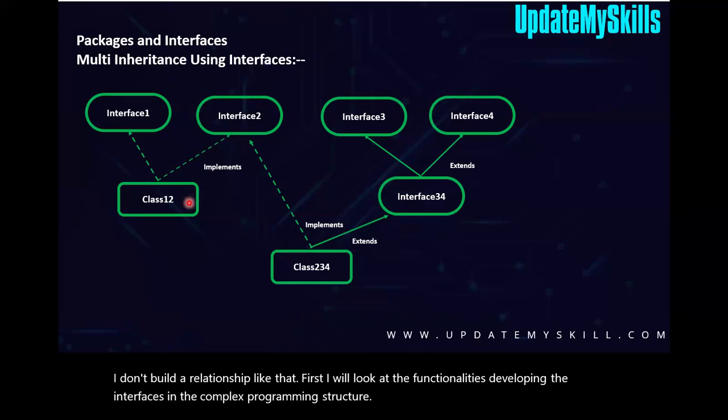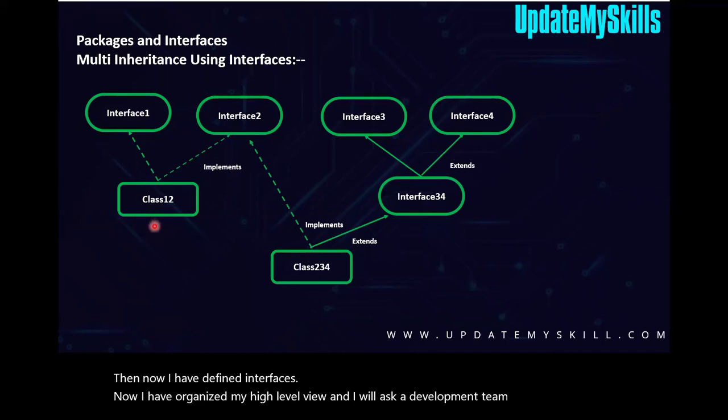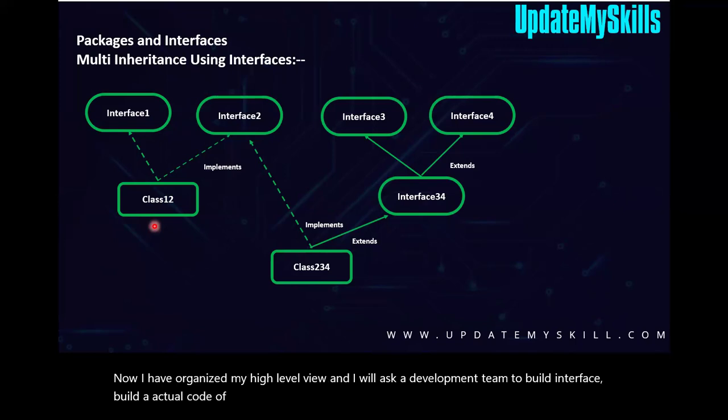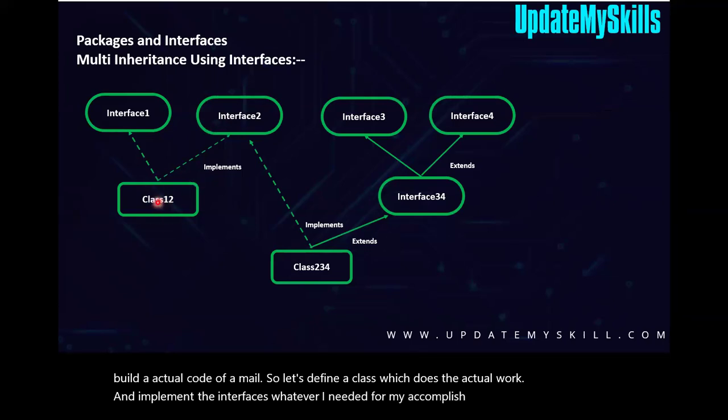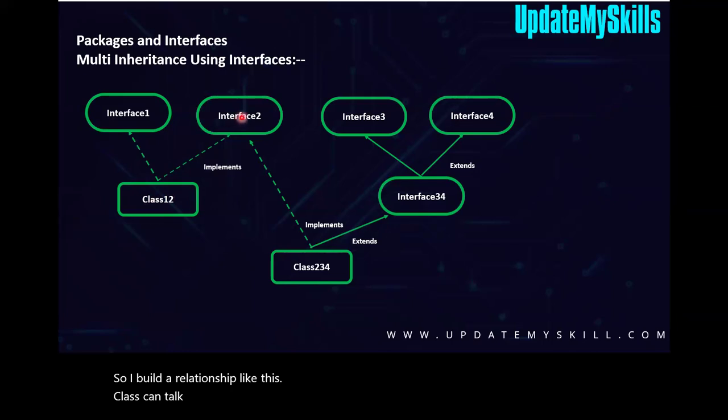Now I have defined interfaces and organized my high-level view, and I will ask a development team to build the actual code of a mail. So let's define a class which does the actual work and implements the interfaces I need to accomplish my tasks. So I build a relationship like this. A class can talk with an interface, and interface one can talk with interface two. I build the mail and everything is deployed in production.